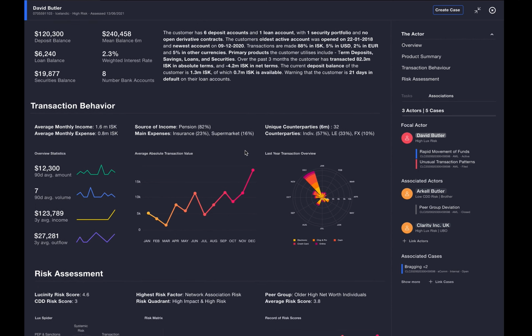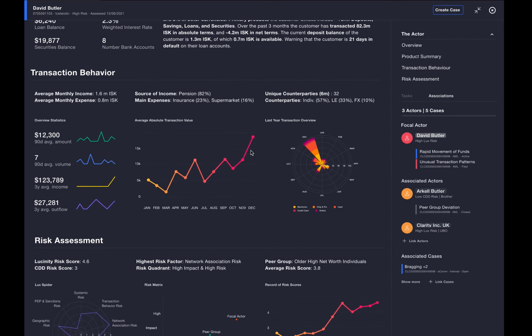In the transaction behavior, we're looking at what the actor actually does. We provide insights into their transaction behavior, as well as overview statistics and deeper analysis into their trends, seasonality, and how they interact with your financial institution.